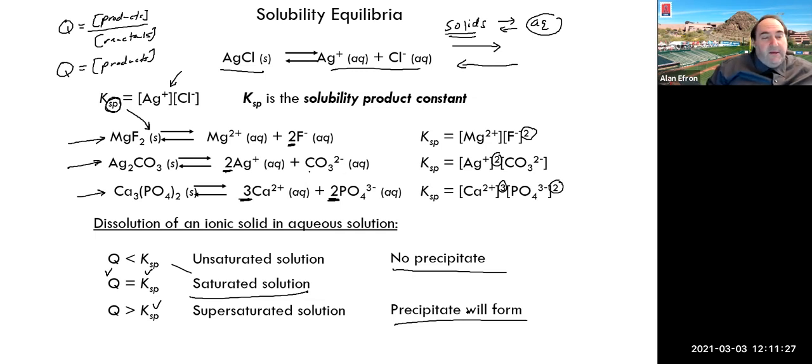So we could use Q, either it's given to us or we could calculate it, and compare it to the given Ksp value, and that will allow us to determine whether or not we would predict, if we mix these two things together, that we should actually see a solid form. Any questions on that there?